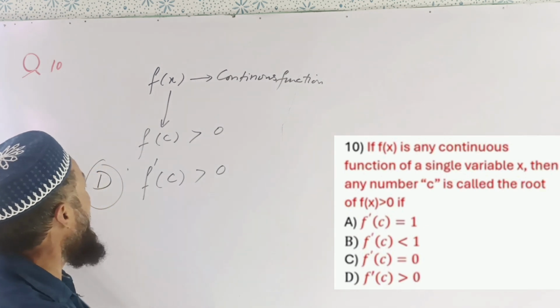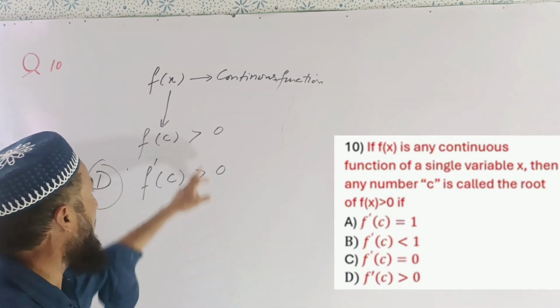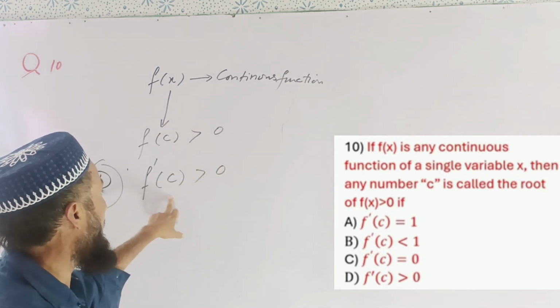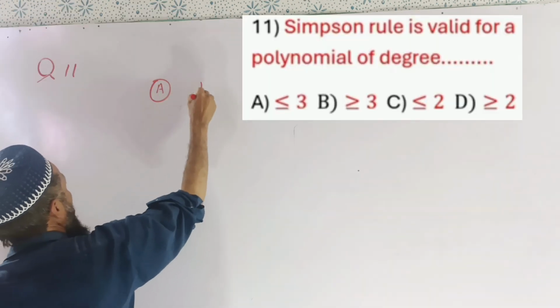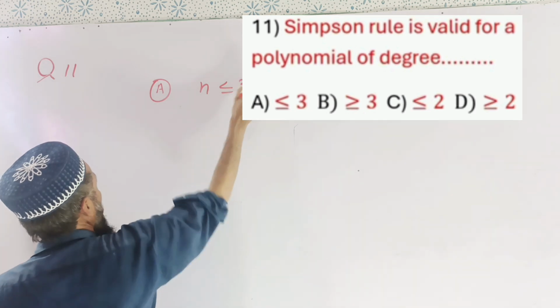If the function is continuous and f of c is greater than 0, then the first derivative of this constant single function n less than or equal to 3.